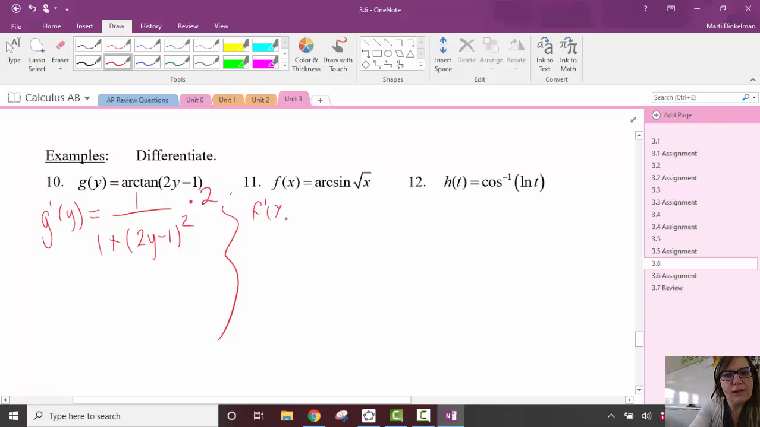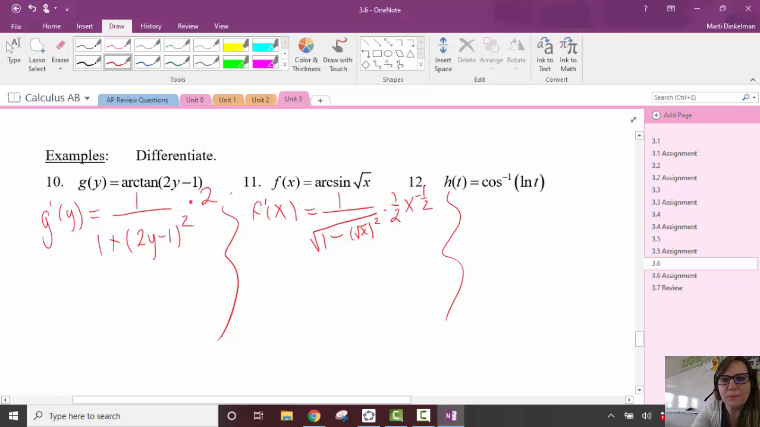For sine inverse or arc sine, it's 1 over the square root of 1 minus x squared. Well, this isn't just an x, so we're going to square that, which just turns into an x, by the way, and then we have to multiply by the derivative of that square root. So again, some simplifying we can do there.